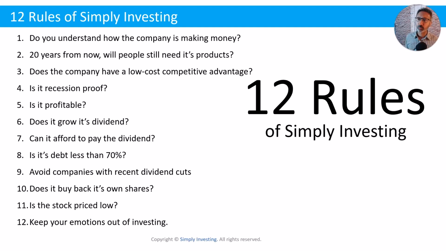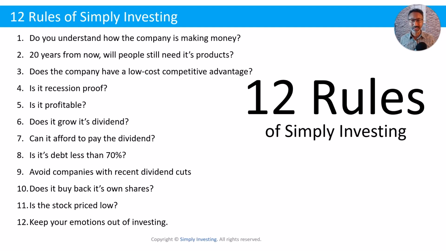Rule number 1, do you understand how the company is making money? If you don't, skip it, move on to another stock. Rule number 2, 20 years from now, will people still need its products and services? Rule number 3, does the company have a low-cost competitive advantage? Rule number 4, is it recession-proof? Rule number 5, is it profitable? Rule number 6, does it grow its dividend? Rule number 7, can it afford to pay the dividend? And that's where we looked at the payout ratio, so 75% or less.